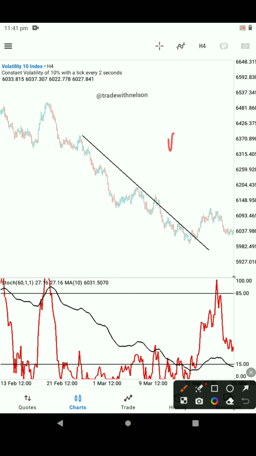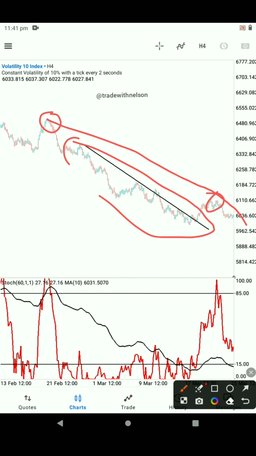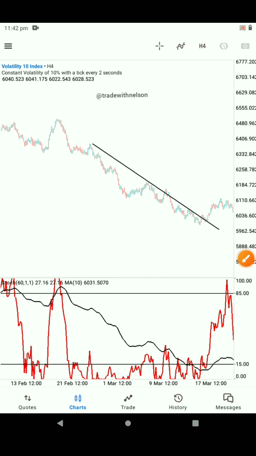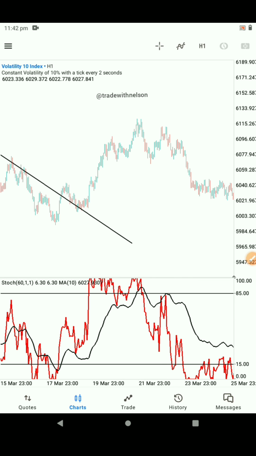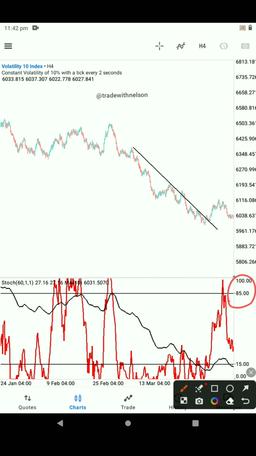Depending on the movement of the market, that is when you know the time frame that you will use for your entry. If you look over here, you will see that there is also another trend line forming around this point, and this is an intermediate trend line. Then you will drop to your 1-hour time frame. For the entry criteria, one thing you want to pay attention to is the 85 and the 15 level. The 85 level is the overbought level and the 15 level is the oversold level.